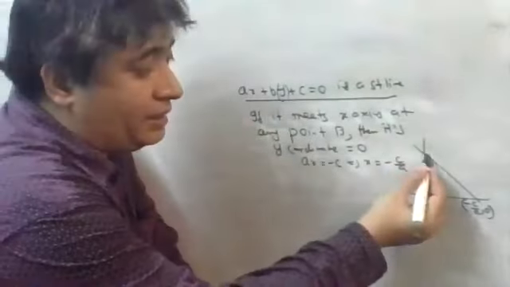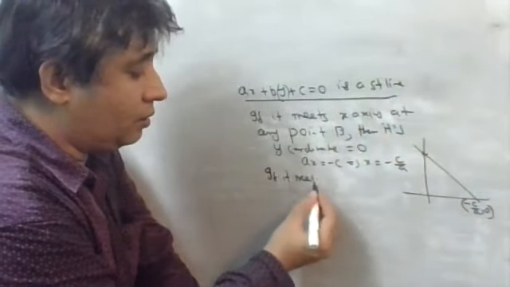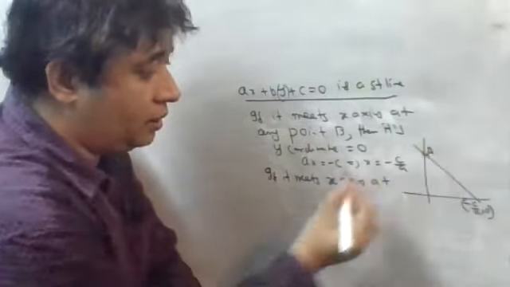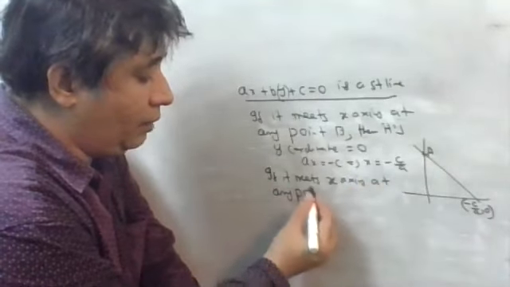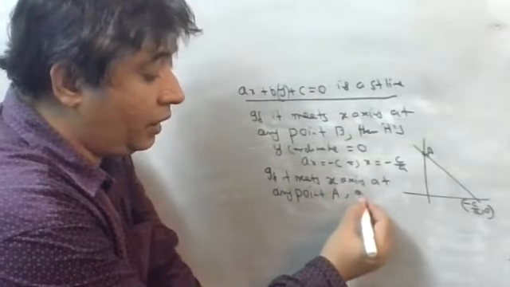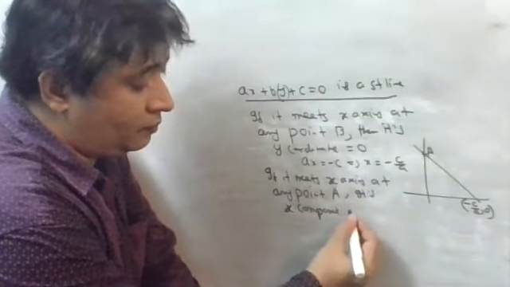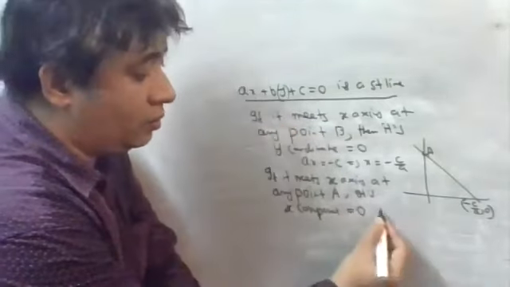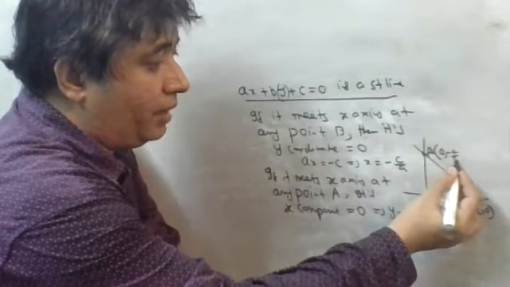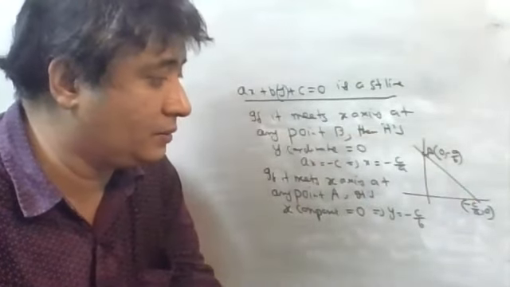And if it meets the x-axis at any point A, then its x component will be 0. Put that here, which implies y is equal to minus c by b. So the point is 0 comma minus c by b.